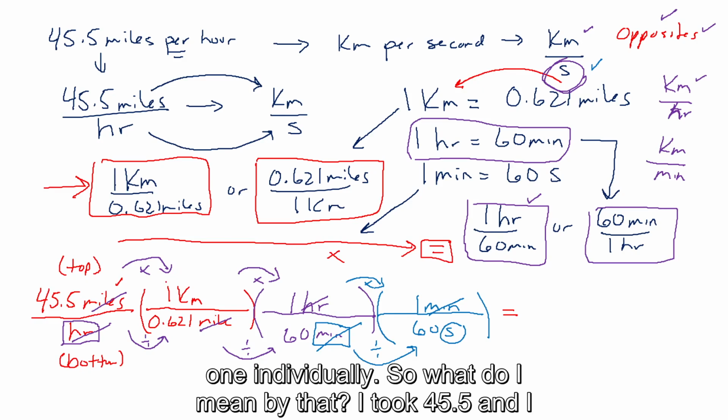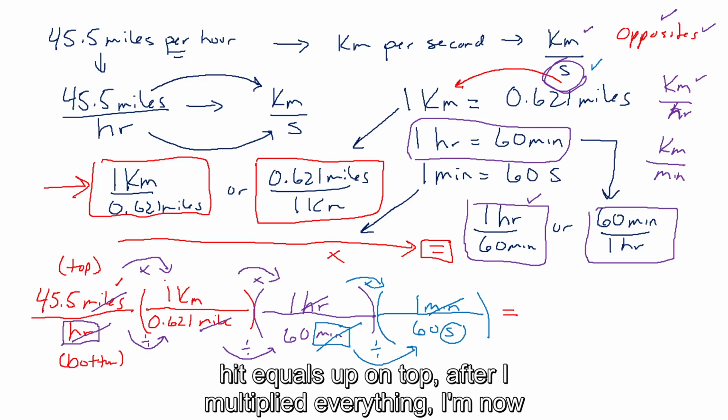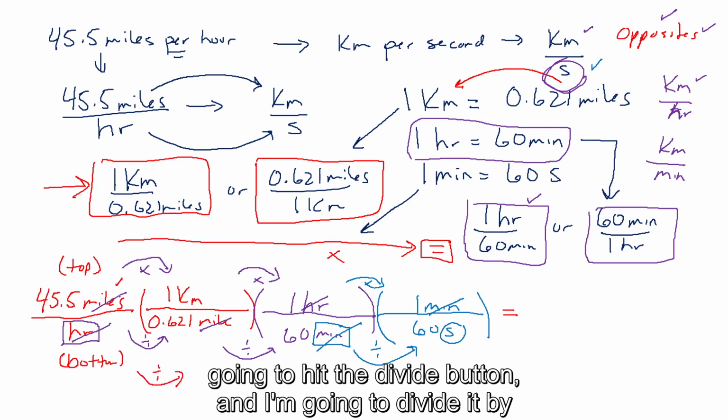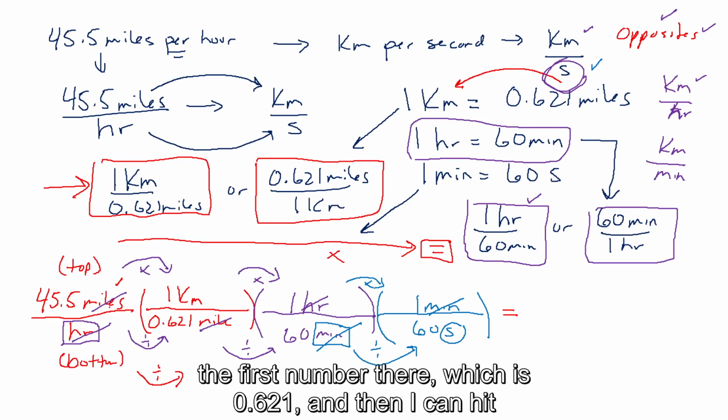I took 45.5 and I hit equals up on top after I multiplied everything. I'm now going to do this. I can type the calculator sort of move. I'm going to hit the divide button, and I'm going to divide it by the first number there, which is 0.621.